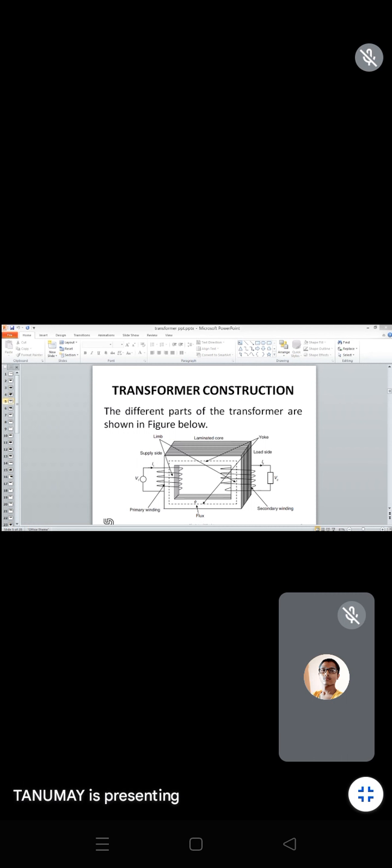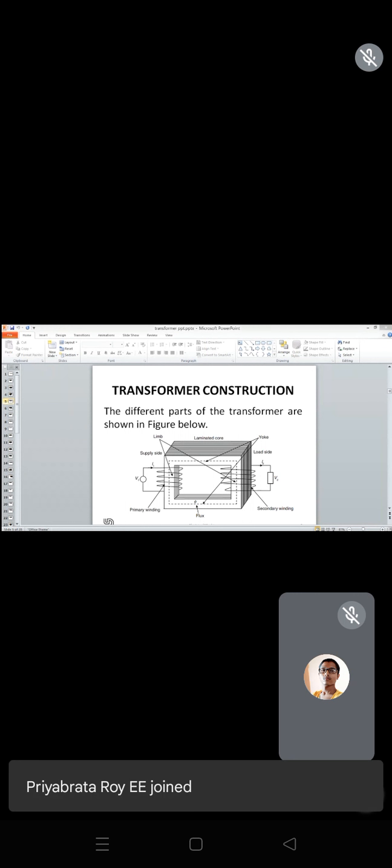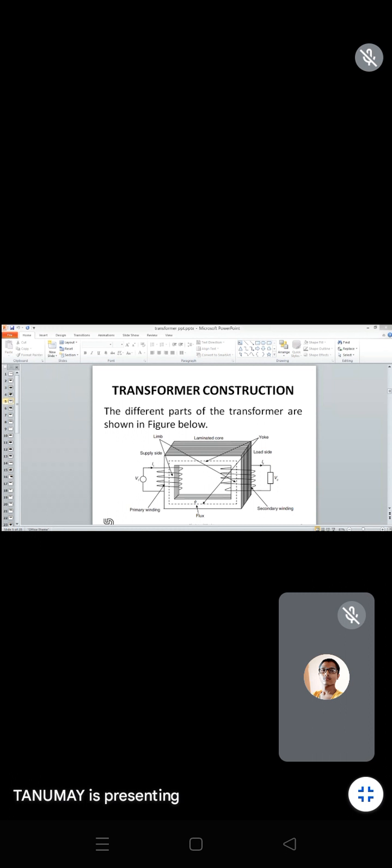In case of a single phase transformer, you apply the supply voltage V1 over the primary side, and the secondary winding is connected over some external load. In an electrical circuit, what is a load? Whenever you connect the secondary side to some electrical appliance, that appliance is said to be the electrical load. So here you can see this is one load.